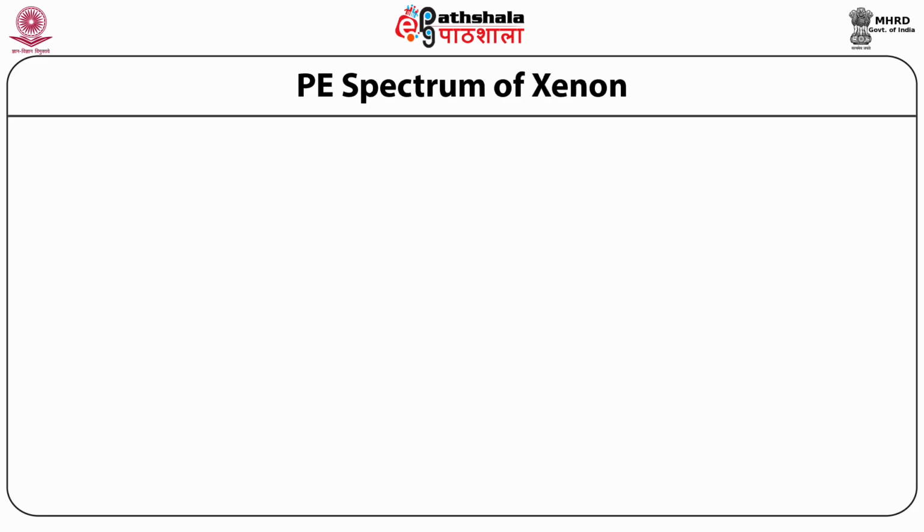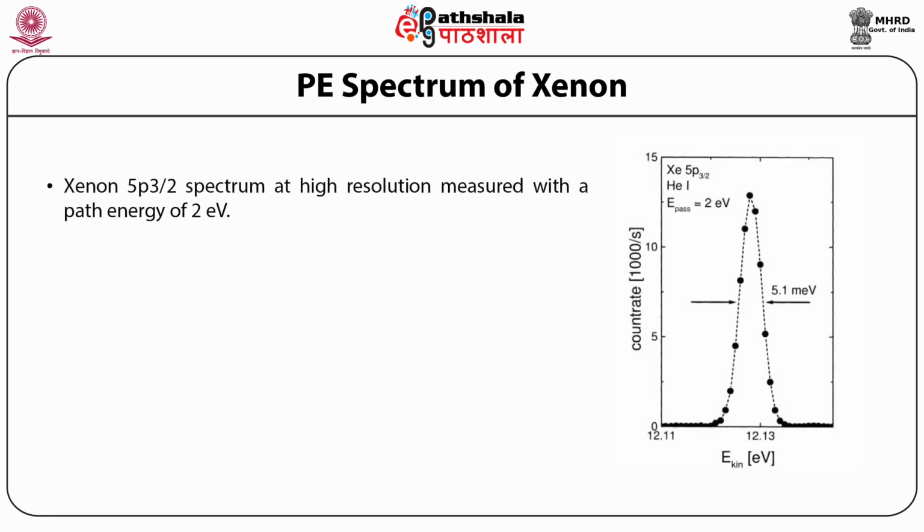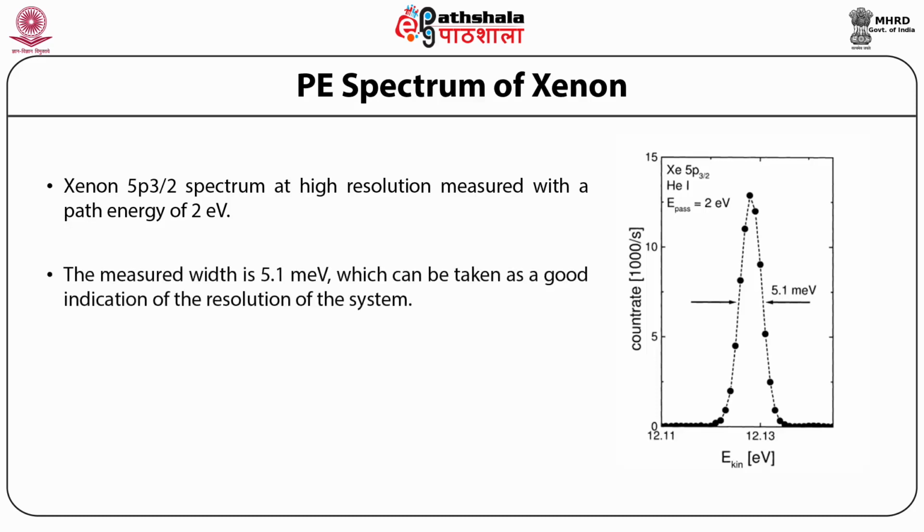Now it goes on to elaborate the photoelectron spectrum of xenon. The xenon 5p3/2 spectrum at high resolution is measured with a pass energy of 2 electron volt. This has been shown in the diagram alongside this writing in this slide. The measured width is 5.1 milli-electron volt, which can be taken as a good indication of the resolution of the system.